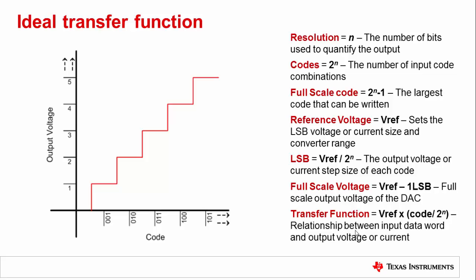One of the tricky things about a data converter is understanding that while there are a total of 2 to the n possible codes that can be written to a DAC, the maximum code is not 2 to the n. A simple example of this is considering a 2-bit converter. There are a total of 4 possible codes, 0, 1, 2, and 3. The full-scale code is then defined as 2 to the n minus 1.